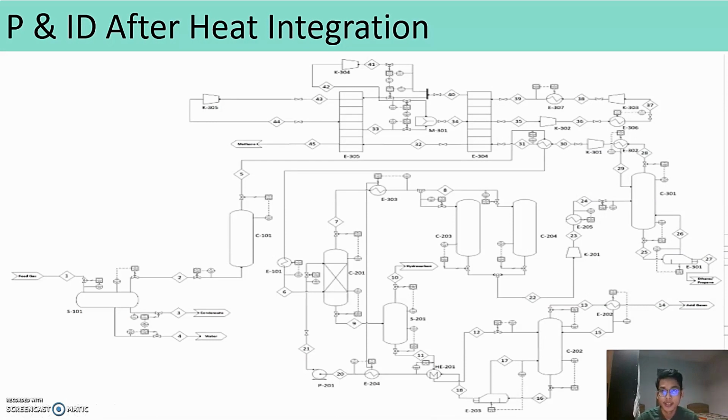So for the PNID after heat integration with the control strategy, you can see here the mixer with the ratio controller. This one is the separator, heat exchanger, and also we have the distillation column, absorber and also the control strategy.